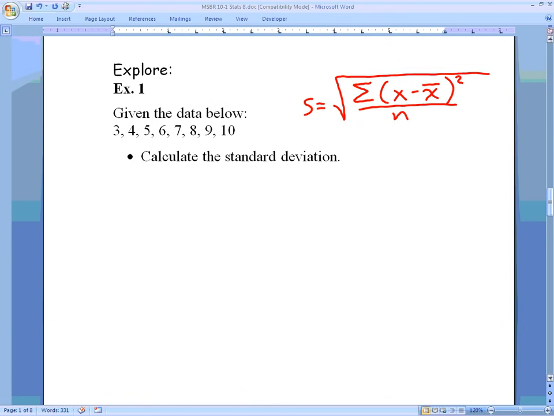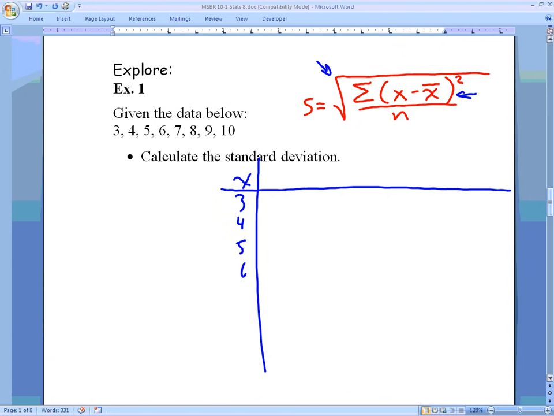The first thing we need, if we go inside our groups, is this: order of operations tells us to look for any groups. We have a big radical, and this radical is our first group, but we can go inside that as well. There's a numerator and a denominator. Inside the numerator, you've got this other set of parentheses. To start inside those parentheses, the first thing we need is our x, our data. So I'm going to make a little table here. My first column is going to be my data, which is just 3, 4, 5, 6, 7, 8, 9, and 10.